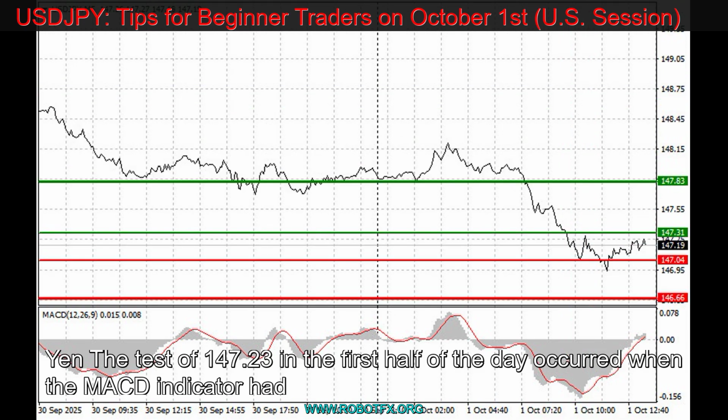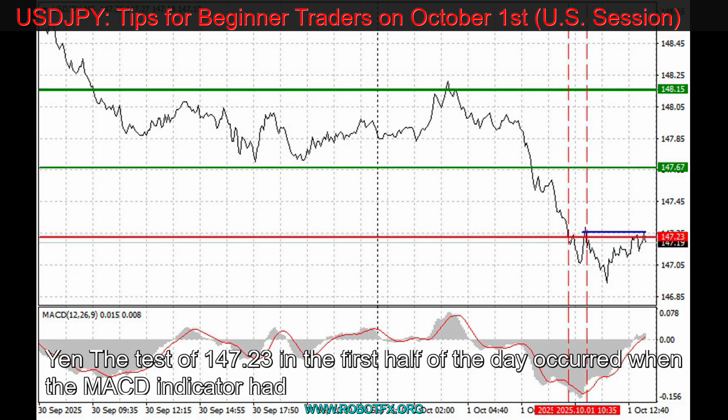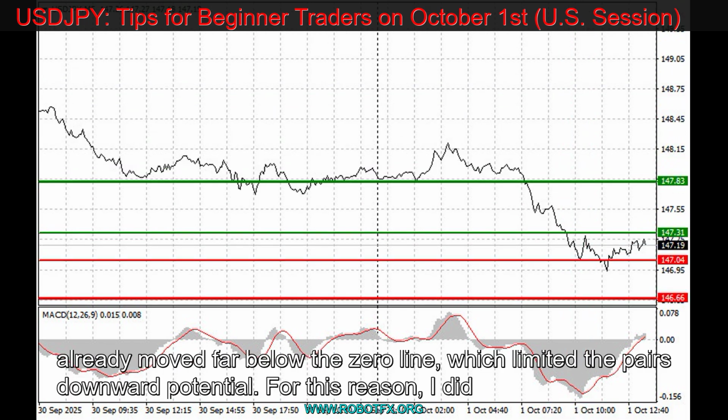The test of 147.23 in the first half of the day occurred when a MACD indicator had already moved far below the zero line, which limited the pair's downward potential. For this reason, I did not sell the dollar.